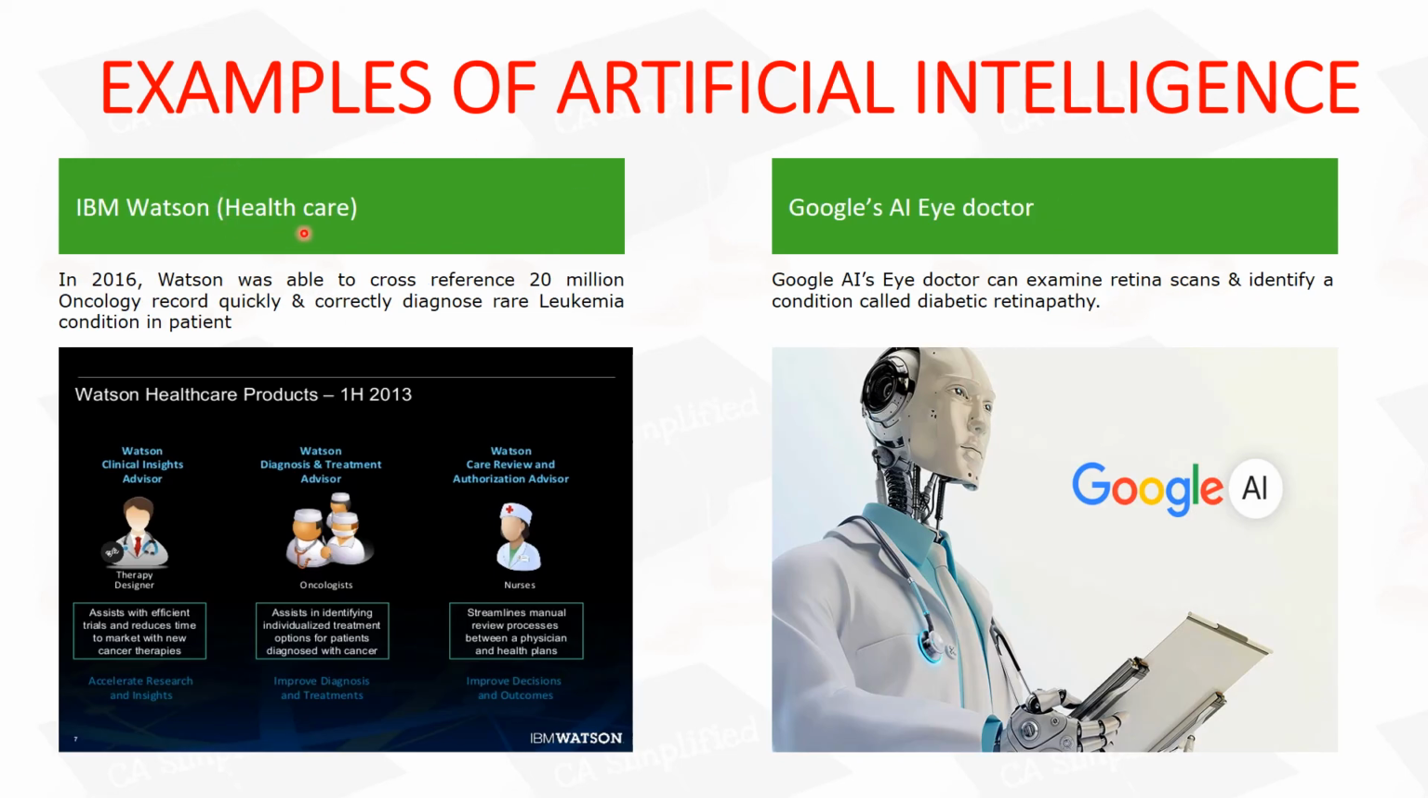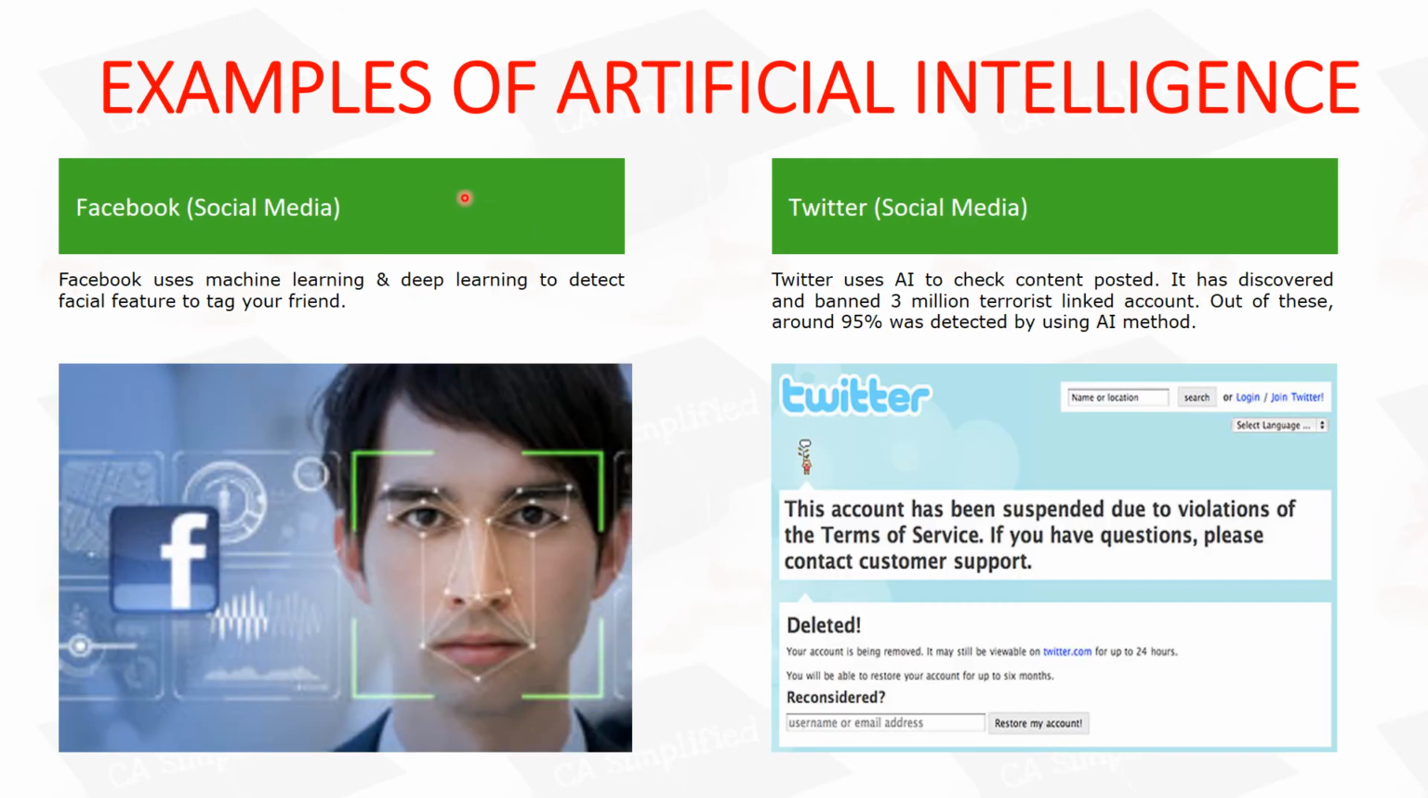Another example we have is IBM Watson, which is being used by most healthcare organizations. It was able to cross-reference around 20 million oncology records quickly and correctly diagnose a rare leukemia condition in a patient. Google's AI eye doctor can examine retina scans and identify a condition called diabetic retinopathy. We are all aware of Facebook and its auto tag feature. This is done using machine learning and deep learning. Similarly, Twitter uses natural language processing to check content posted. Based on this, it was able to suspend multiple suspicious terrorist-linked accounts.